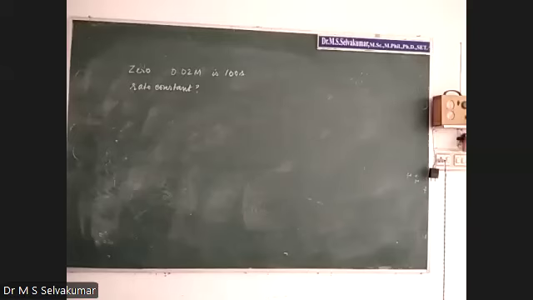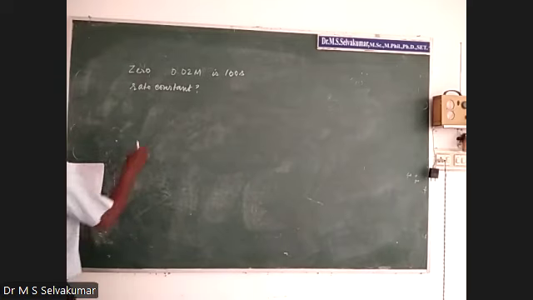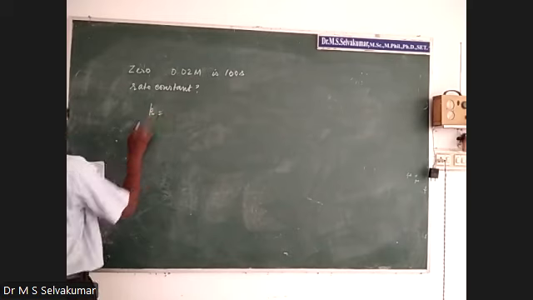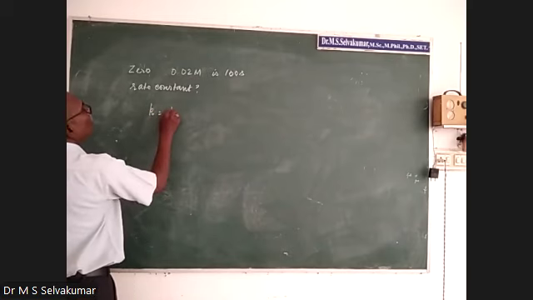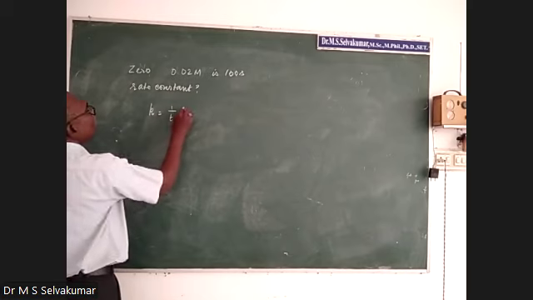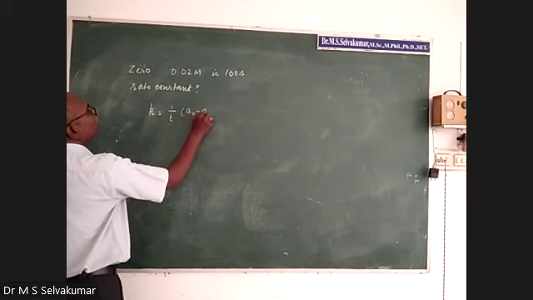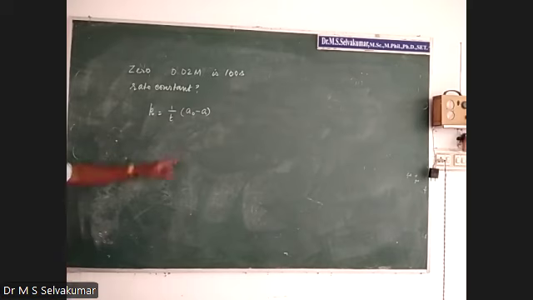Three important pieces of information are given. Number one, the order is 0. Number two, the initial concentration is 0.02 molar. And number three, the half-life is 100 seconds. See, for a zero order reaction, K, the rate constant, is equal to 1 by T times (A0 minus A), where A0 is the initial concentration and A is the concentration remaining at time T.